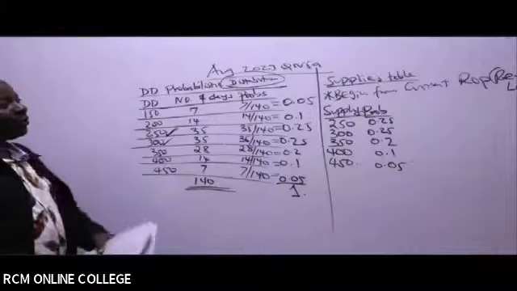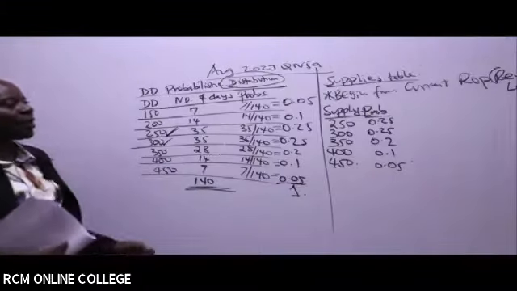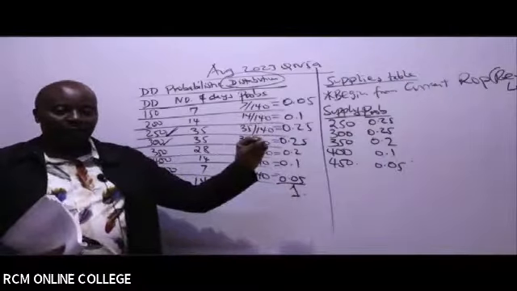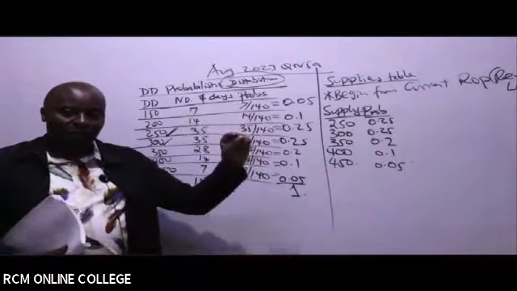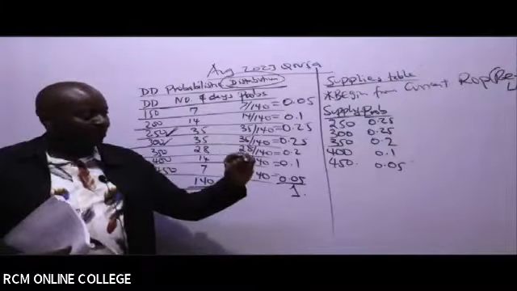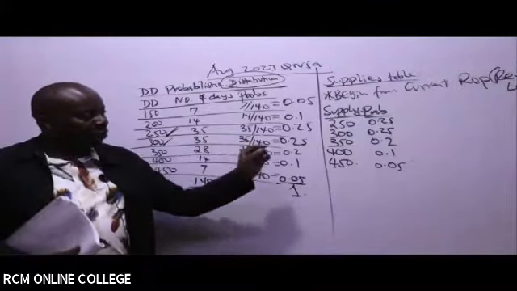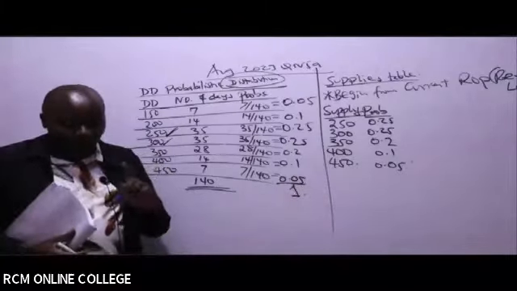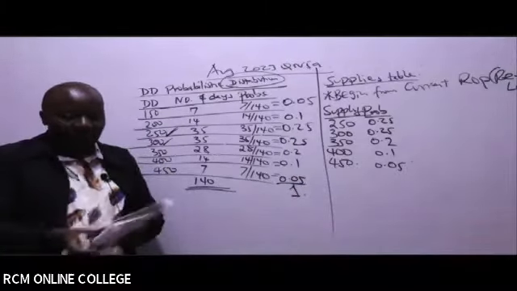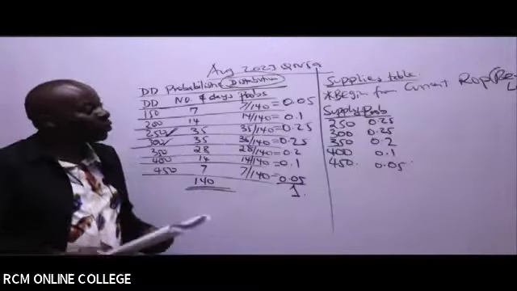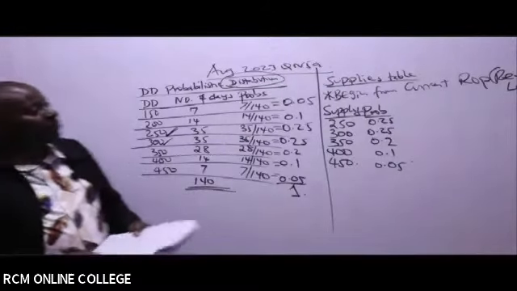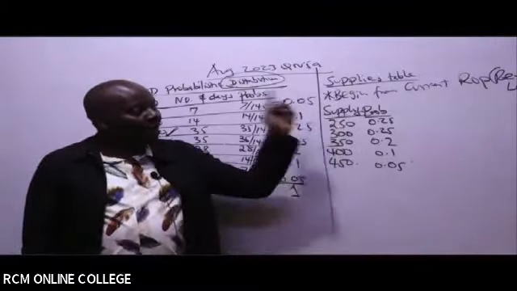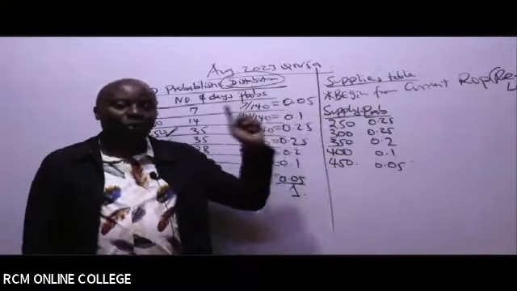So the supplies table is very, very sensitive to us. You always start with what you're supplying currently for the current reorder period. So you start always from the current, this one here. Why did you pick 250? I picked 250 because it is the rule. Under the supplies table, you shall always begin from the current reorder point or reorder level.